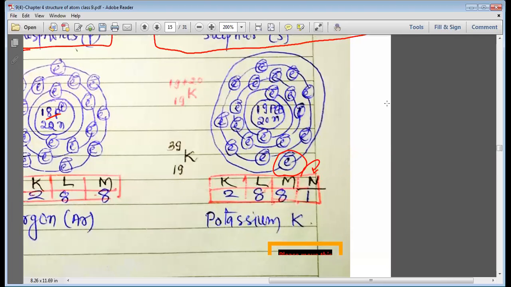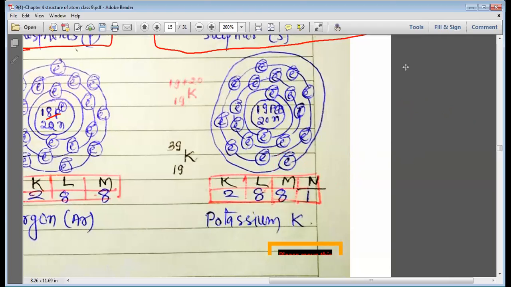So the electronic configuration for potassium, my dear students, we write as 2, 8, 8, 1. So this is the electronic configuration of potassium, my dear students, and you can see that in the nucleus of potassium we have 19 protons, 20 neutrons, and there are 19 electrons around the nucleus of our potassium.